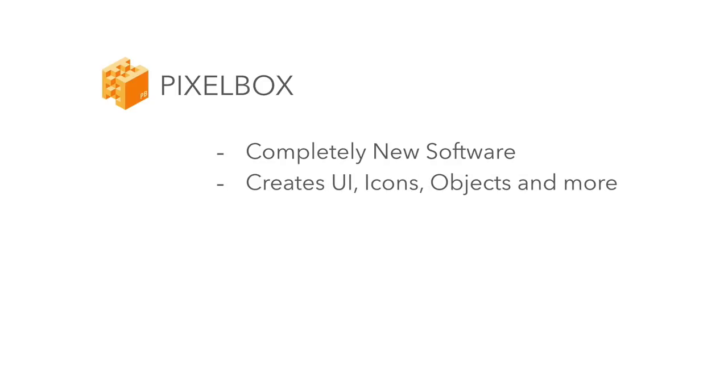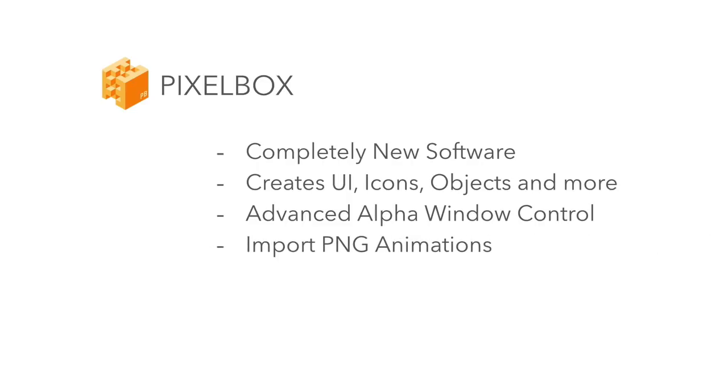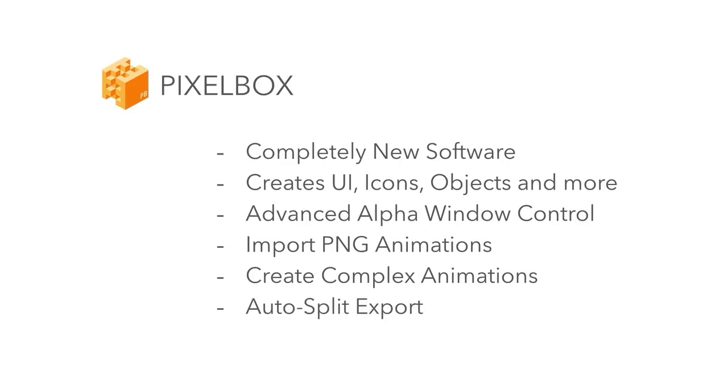It creates user interfaces, icons, objects, and more, even full complete games. It has advanced alpha window control that lets you do some really cool things with the software. You can import PNG animation sequences. You can also create complex animations inside of the software, and we have multiple export options including auto split. That way it's really easy to import your design into Buildbox.